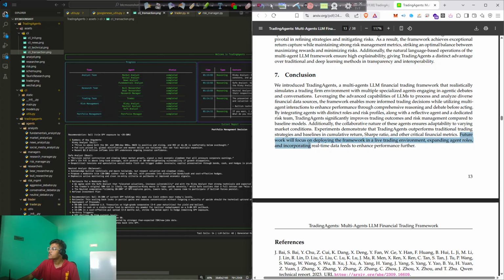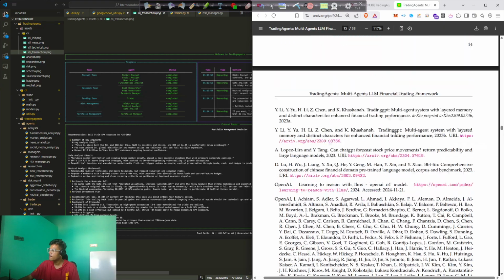Future work will focus on deploying the framework in a live trading environment, expanding agent roles, and incorporating real-time data feeds to enhance performance further. So this is what it is, guys. The next step is to just put it live and see how it does, and that's what we're going to be doing as well.